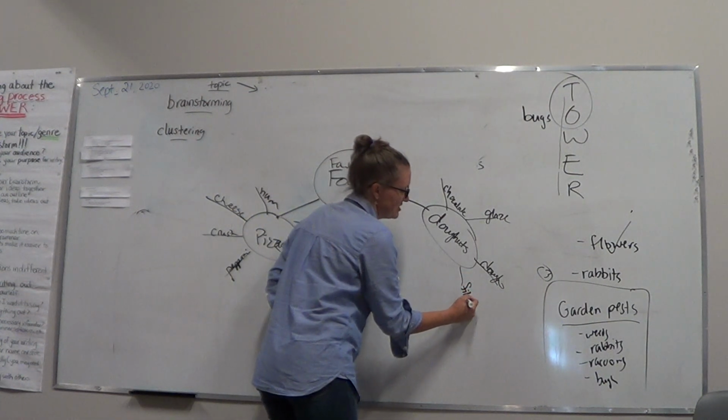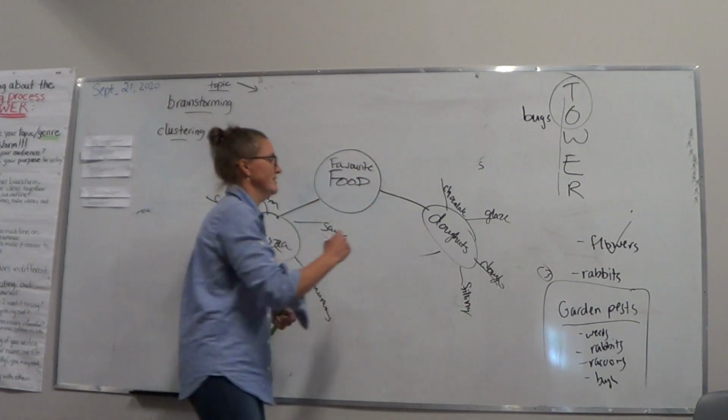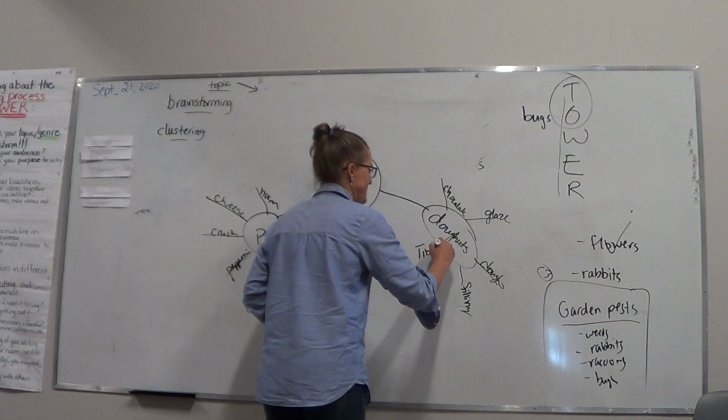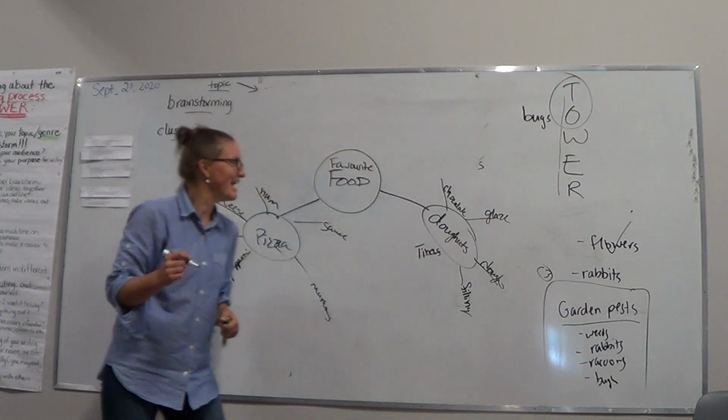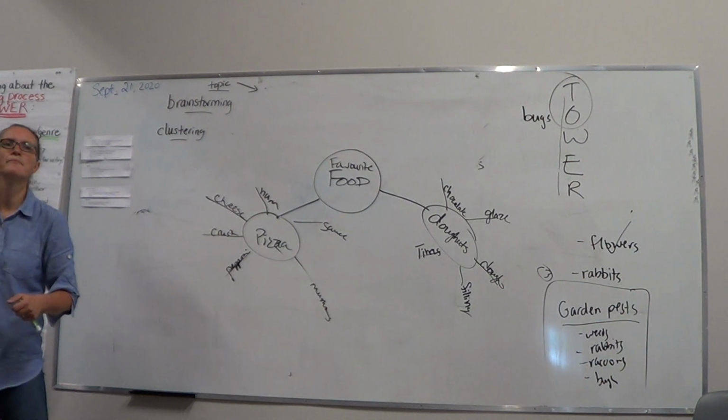Of course, good Mennonite donuts. What else? Well, I think of Tim's. Come on, guys. Where's the Canadians around here? Tim's. Okay, what else? So we've got pizza, we've got donuts. What are another favorite food that we have?